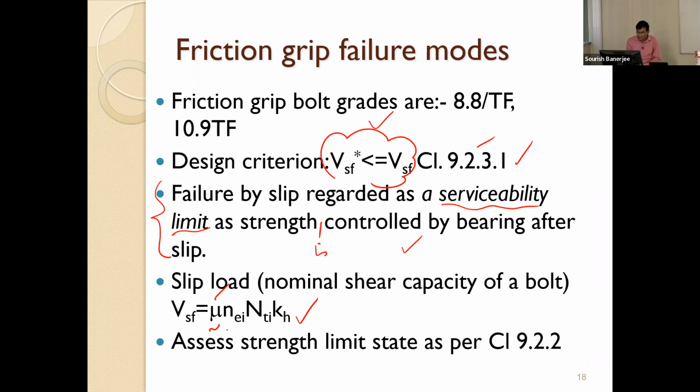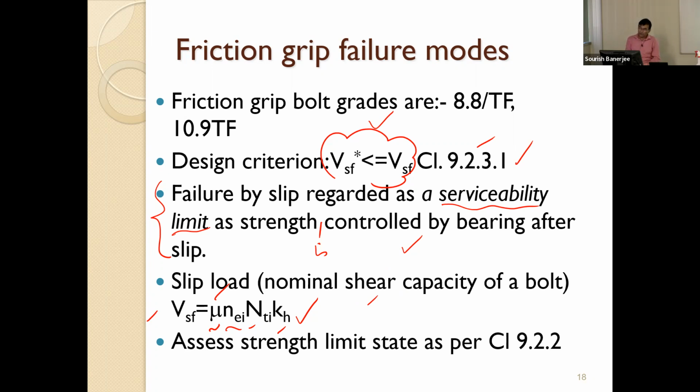And then what are the other ones? NE is the number of effective surfaces. How many surfaces are in contact? That's fine. And then NTI, which is the minimum bolt tension at installation as specified in clause 15.2.2. This is the third term. And the fourth term, KH, is a factor for different hole types. That means it also depends on what type of holes. It talks about 1.0 for standard holes, then 0.85 for short slotted and oversized holes, 0.7 for long slotted holes. So depending on the size of the holes, you can have different estimation of the slip load, which is basically the nominal shear capacity of the bolt.